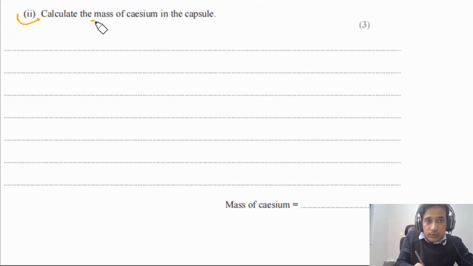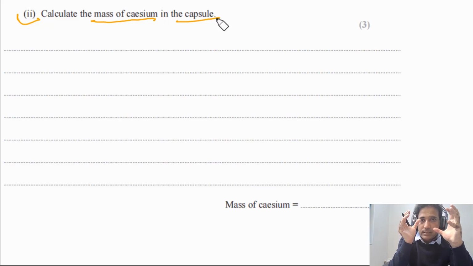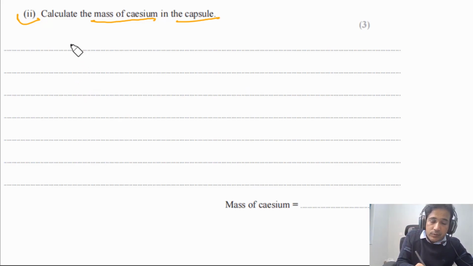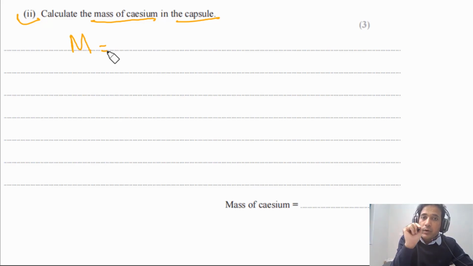For the second part, we need to calculate the mass of cesium in the capsule. So how can we calculate the mass of the cesium? Density and volume information are not given to us. So you have to think a little bit about how you can calculate mass. Let's say this is capital M. If we can find out the total number of nuclei and we have the mass of one single nucleus, we can multiply and find the total mass.